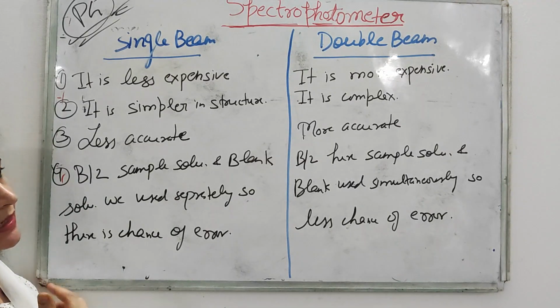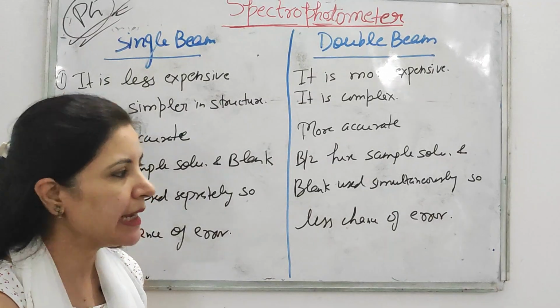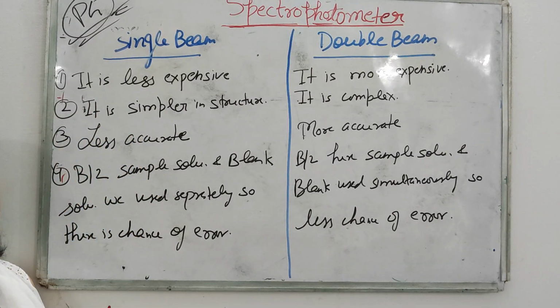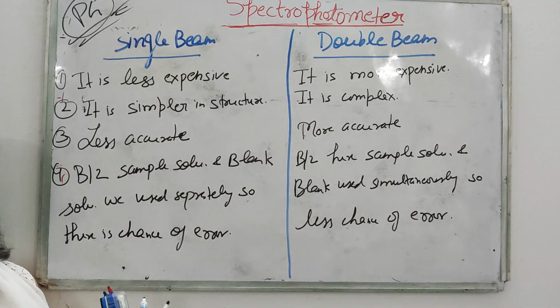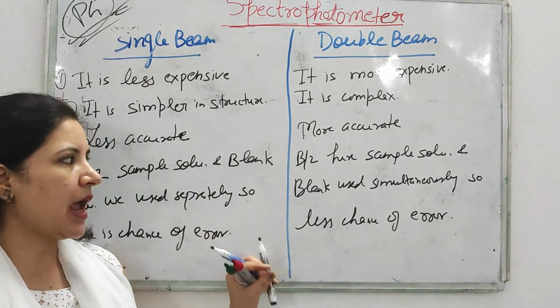And in the next video we will discuss one more thing. Sometimes a question can be asked in viva and theory also: what is the difference between spectrophotometer and colorimeter. So you also have to know that, and that question is important for both UG as well as PG. So in the next video we will discuss the spectrophotometer and colorimeter difference.